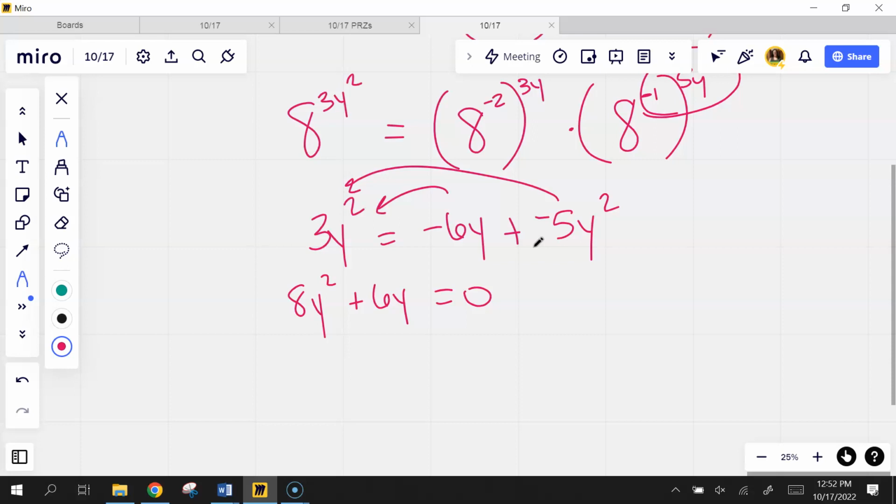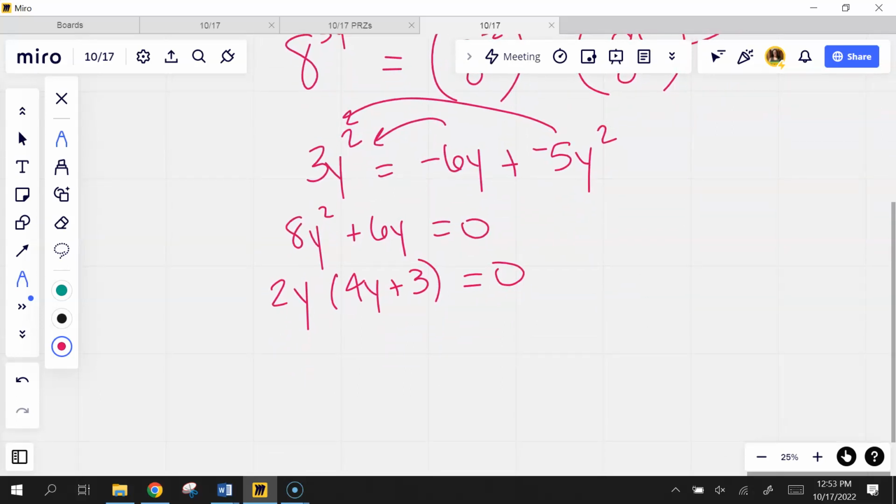Pull out a GCF. What's the GCF I can pull out? 2y. What's left when I take out that 2y? 4y plus 3. Is it solvable now? Can I solve it now? Yes. Y equals 0. Y equals negative 3/4. If you need to show that 3/4 because you don't see it, by all means show it.